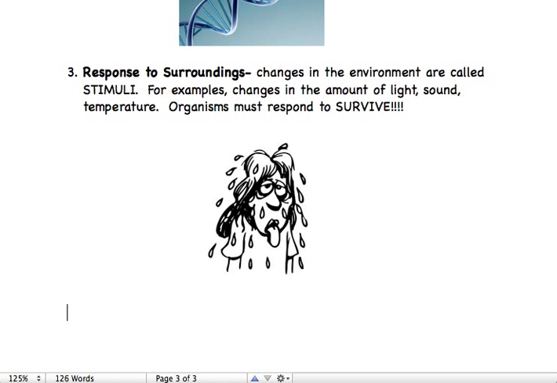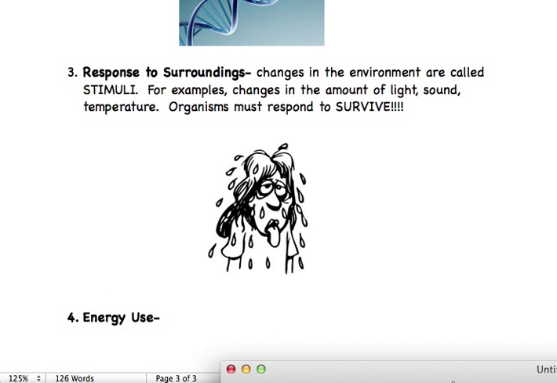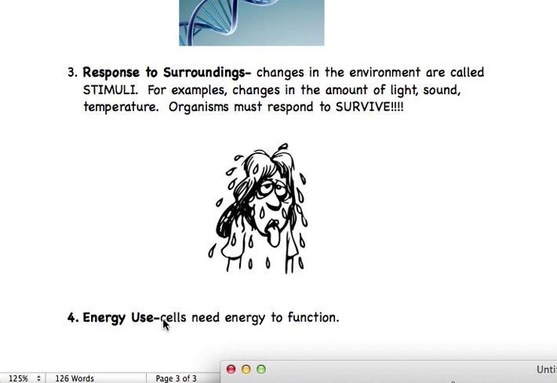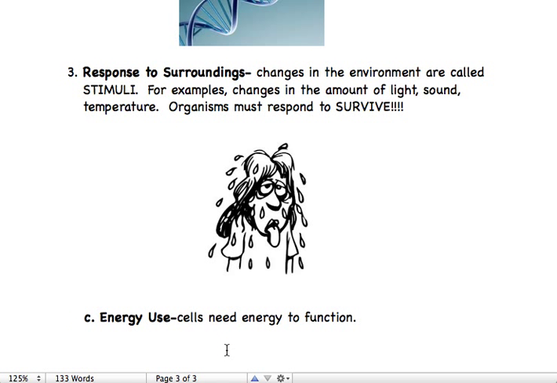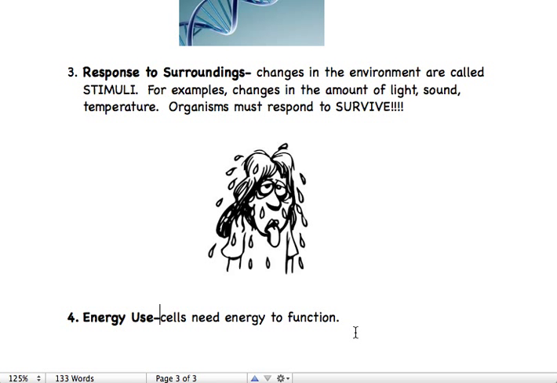Number 4 is energy use. All living things require energy. Cells need energy to function. And when we're talking about organisms and living things, we can divide those into two categories.